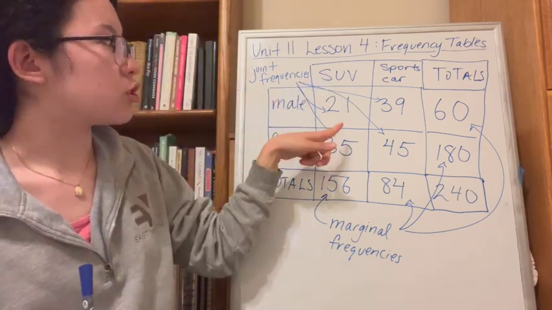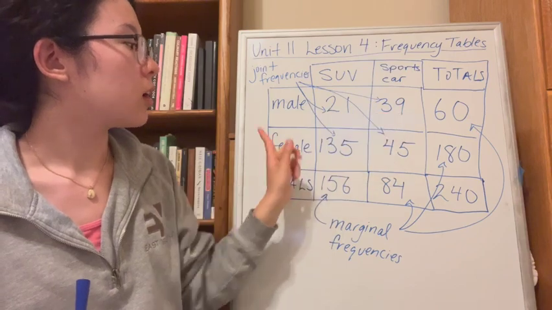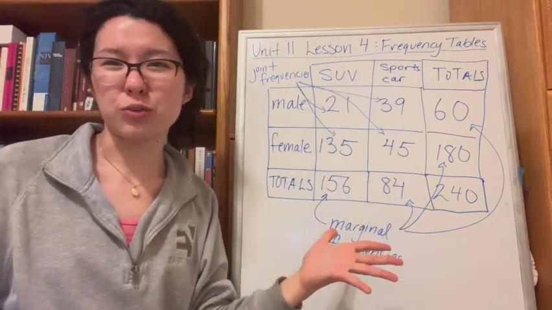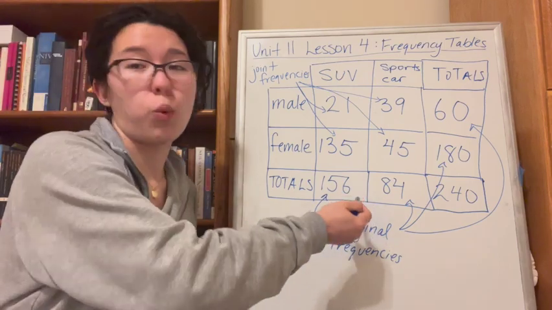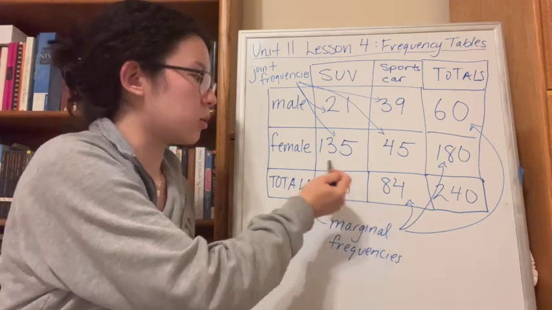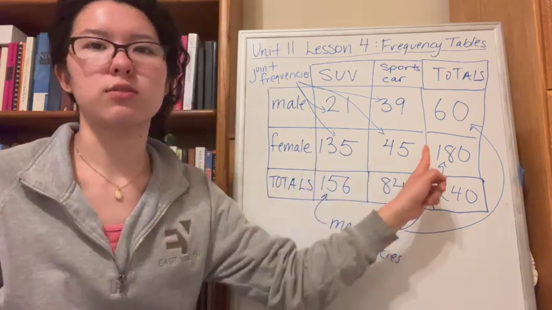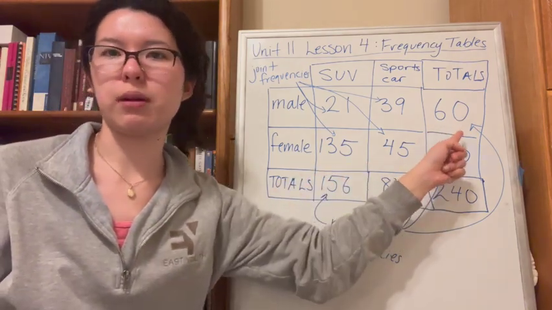A man who likes an SUV, a man who likes a sports car, a woman who likes an SUV, a woman who likes a sports car. We then had our marginal frequencies, right? The chance of just one of those variables being true. So the chance of someone just liking an SUV or just liking a sports car, or of someone just being a woman or just being a man in this group.